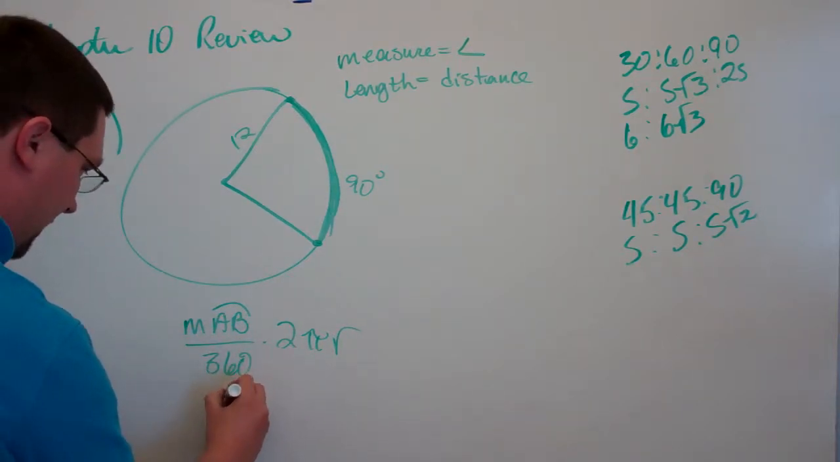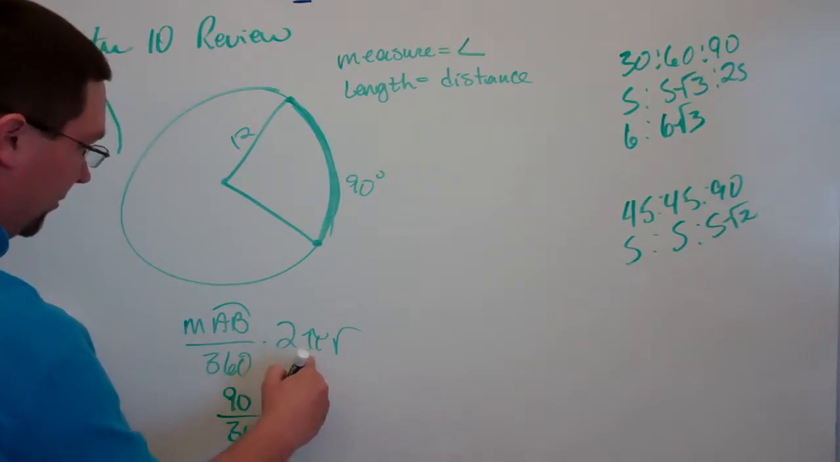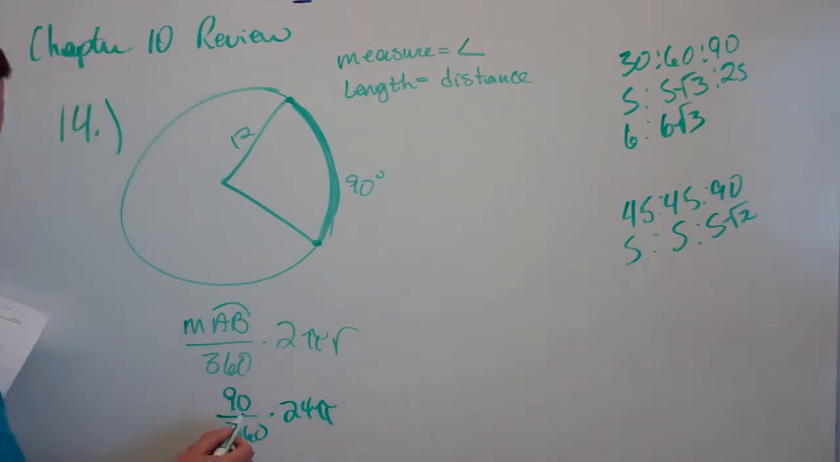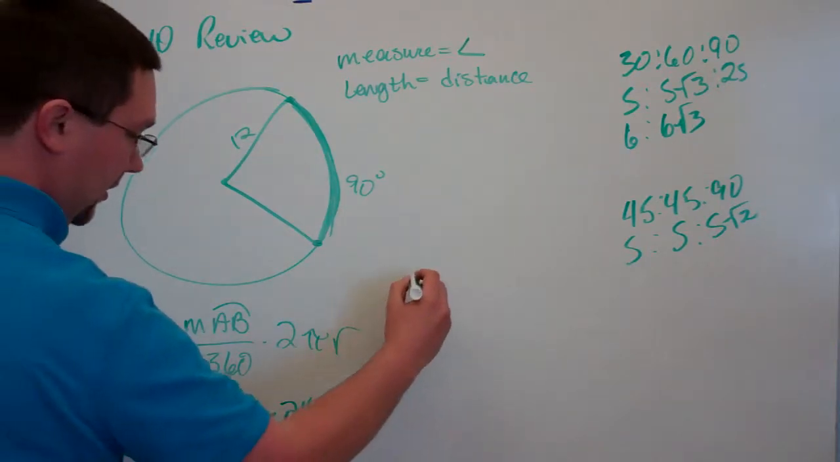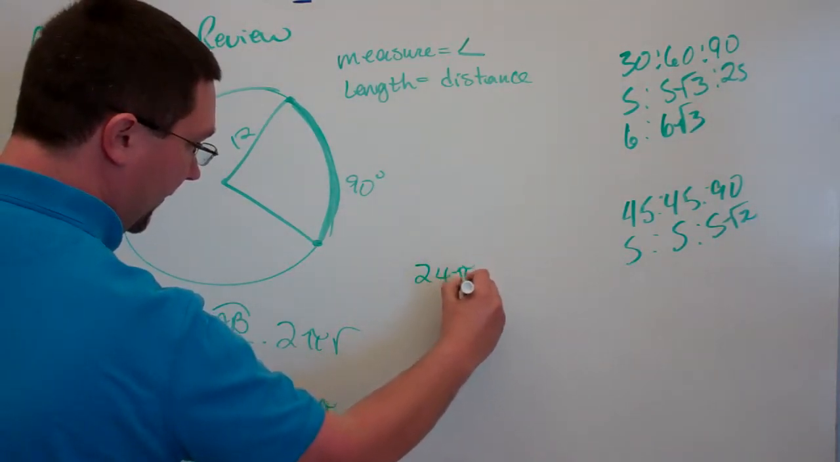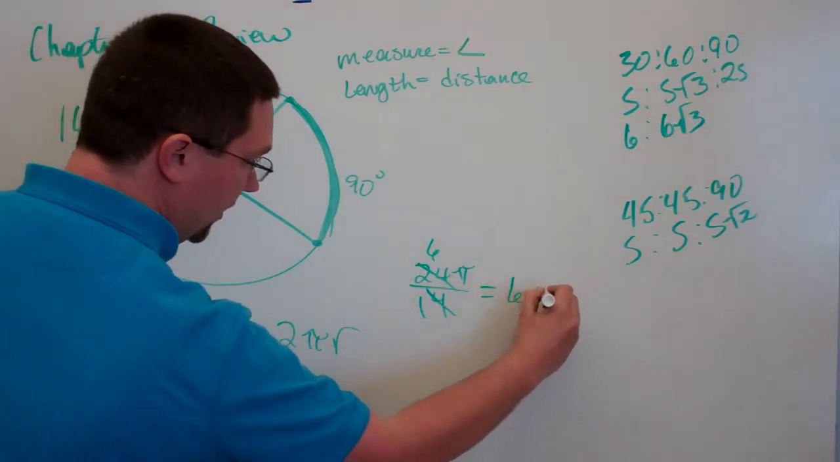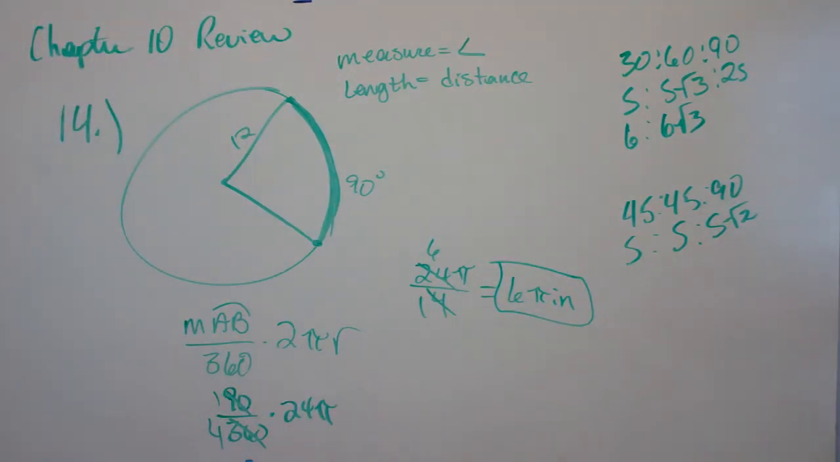So the measure of the arc is 90. How do we know? They told us. Times 2 pi r. R is 12, so this is 24 pi. Alright. The 90 and the 360 go to 1 over 4. So this equals 24 pi over 4. That cancels with that. 6 and a 1. So 6 pi inches. The reason this is not inches squared is because it's just a length, it's not an area.